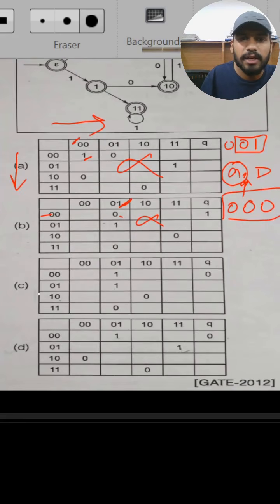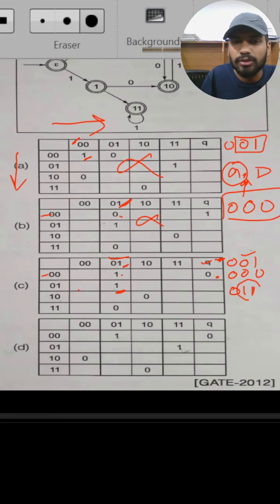Now see option C. Currently we are at 0,0. By seeing 1, we reach state 0,1, which is valid. By seeing 0, we reach the dead state, which is also valid. Now come to state 0,1. Currently we are at state 0,1. By seeing 1, we go to state 0,1 according to this diagram, but according to our naming convention, we must go to state 1,1. So this is also wrong.